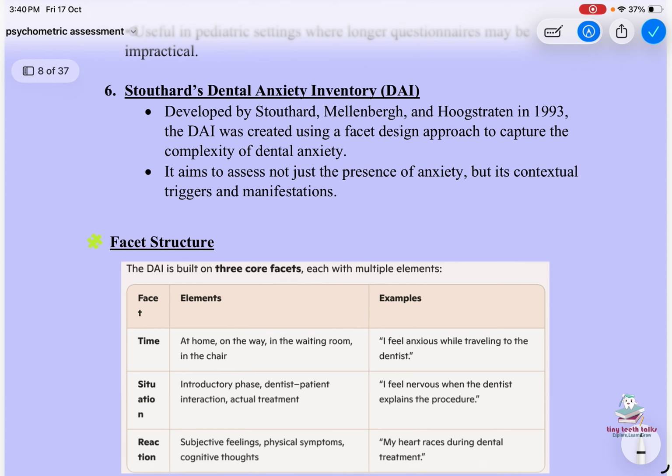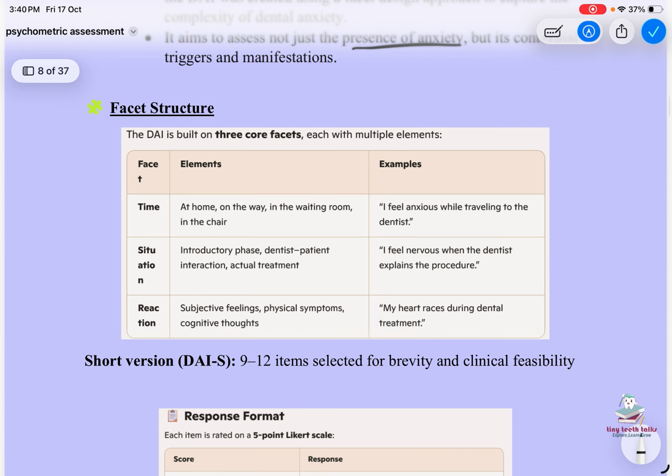The sixth one is Stouthard's dental anxiety inventory, developed by Stouthard, Mellenbergh, and Hoogstraten in 1993. The dental anxiety inventory was created using a facet design approach to capture the complexity of dental anxiety. It aims to assess not just the presence of anxiety but its contextual triggers and manifestation. So the facet structure includes three core facets. First is time, second is situation, and third is reaction.